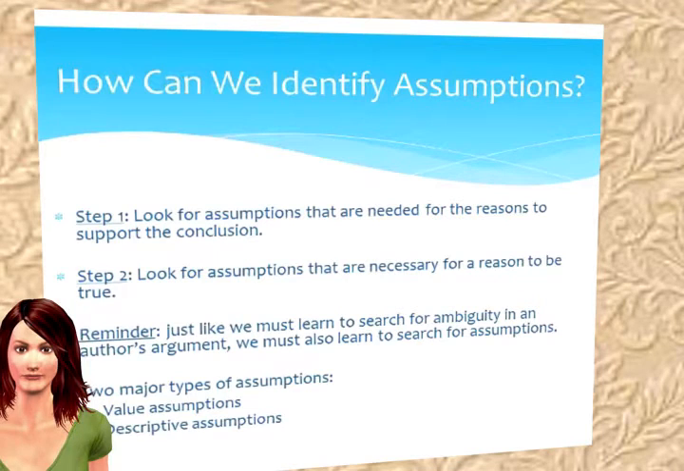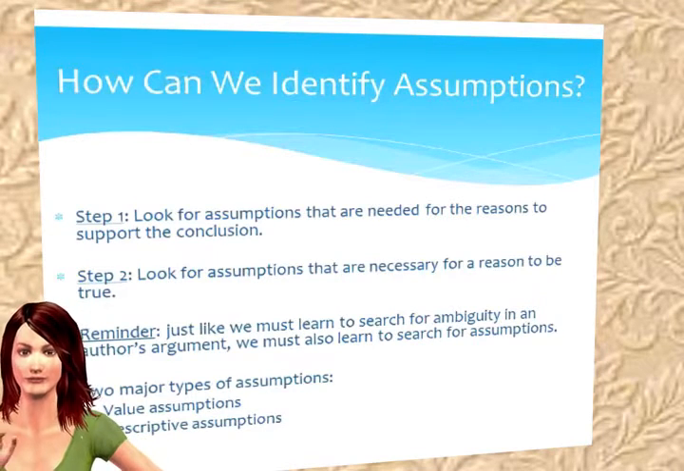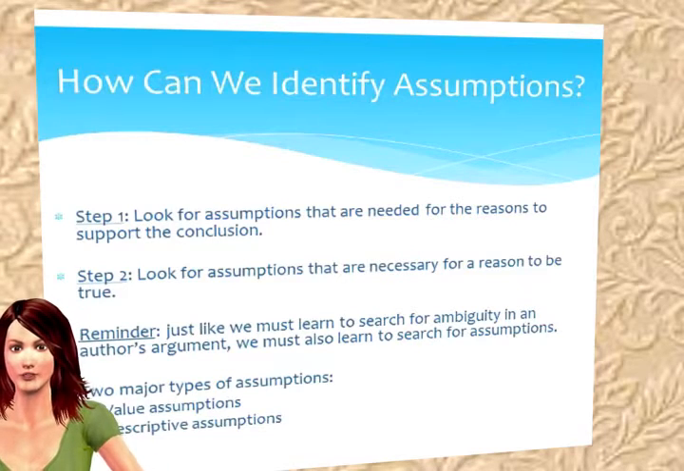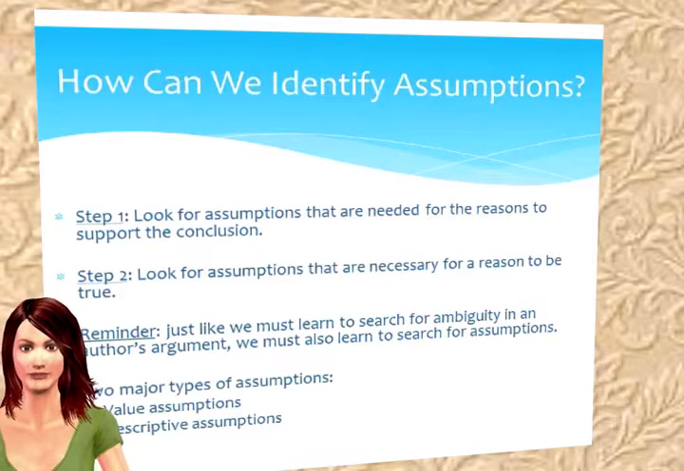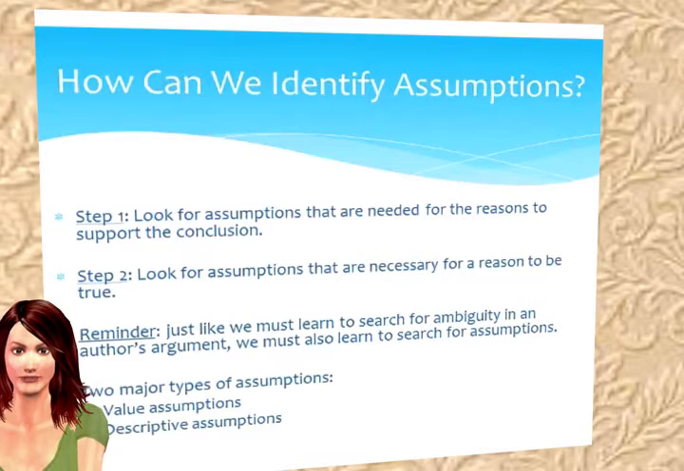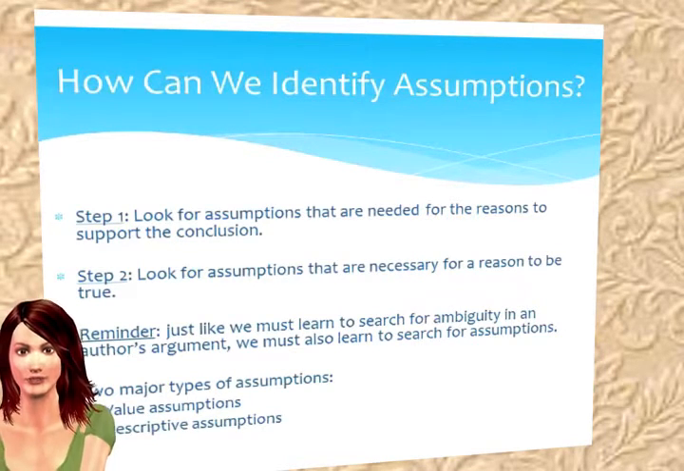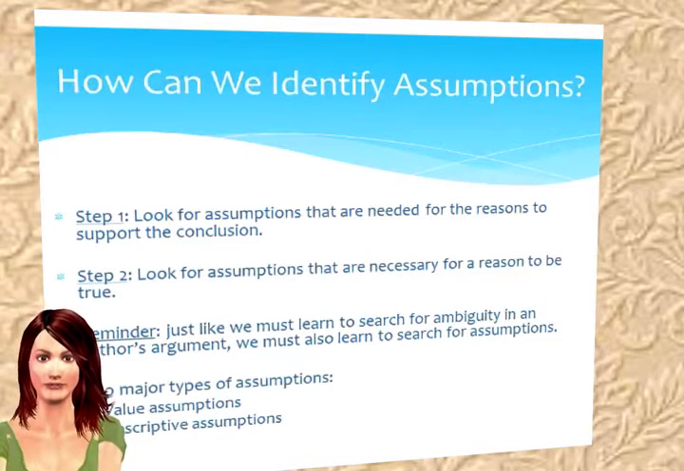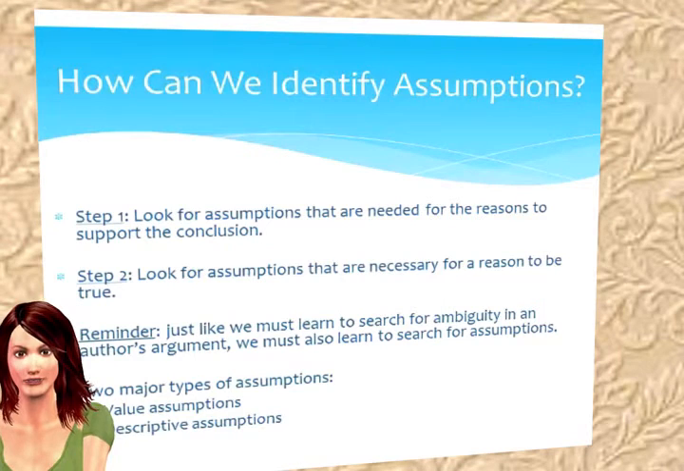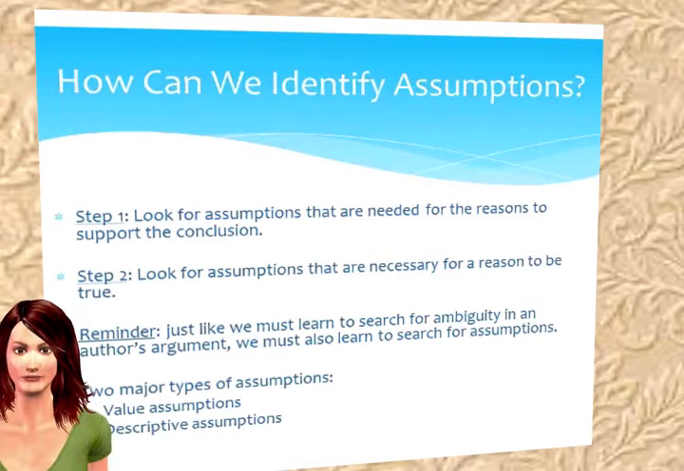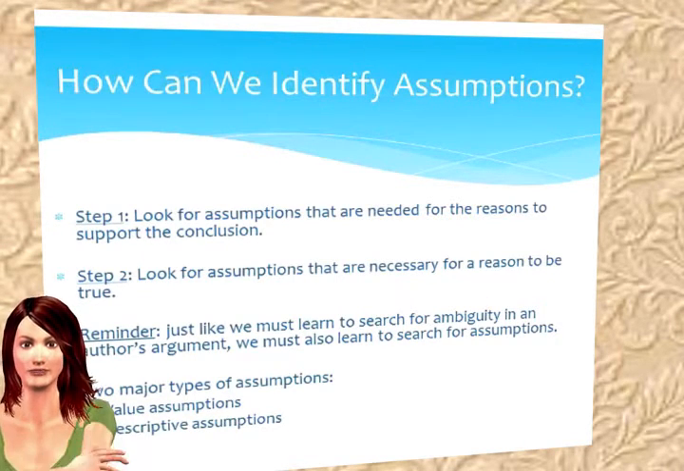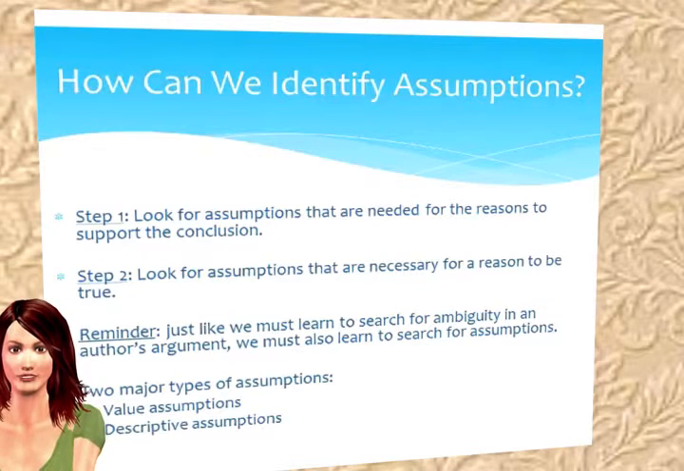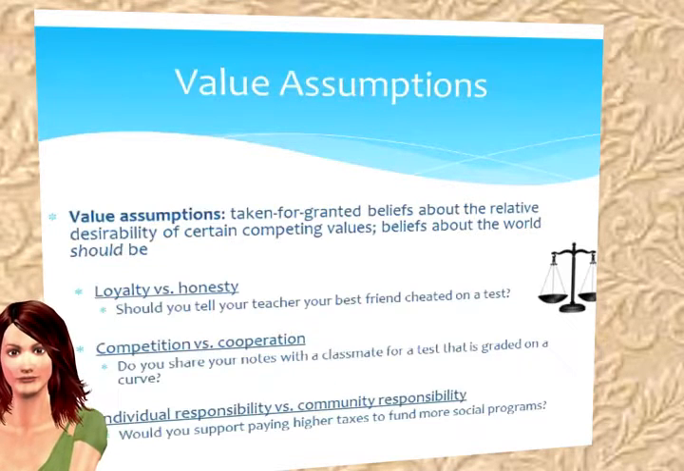So remember, just like we learned in last week's module about the importance of searching for ambiguity, right? Words or terms that can have multiple meanings. We also must train our minds to search for assumptions, because both ambiguous terms and phrases and assumptions, understanding what those are and being able to detect them and understand how they're related to the author's reasoning are incredibly important components of evaluating their arguments. So there are two major types of assumptions: value assumptions and descriptive assumptions. And I want to talk about each of those in turn next.